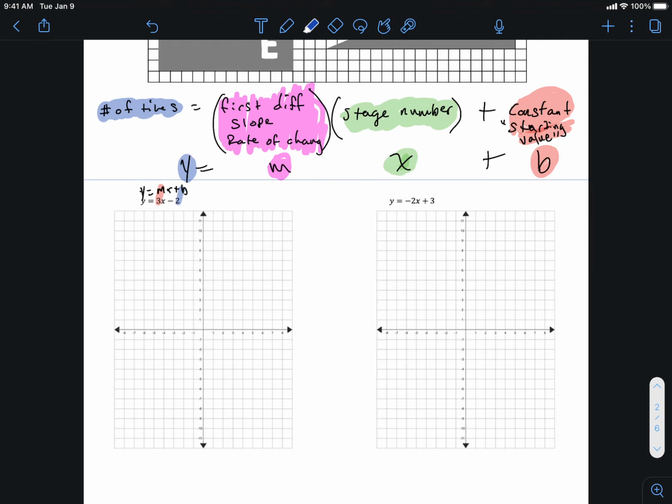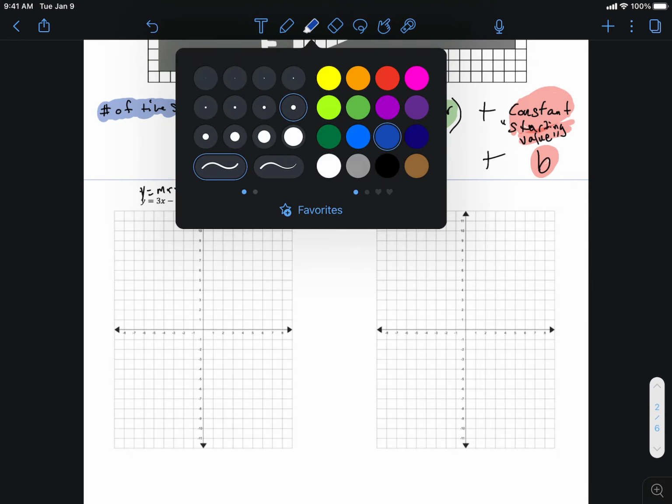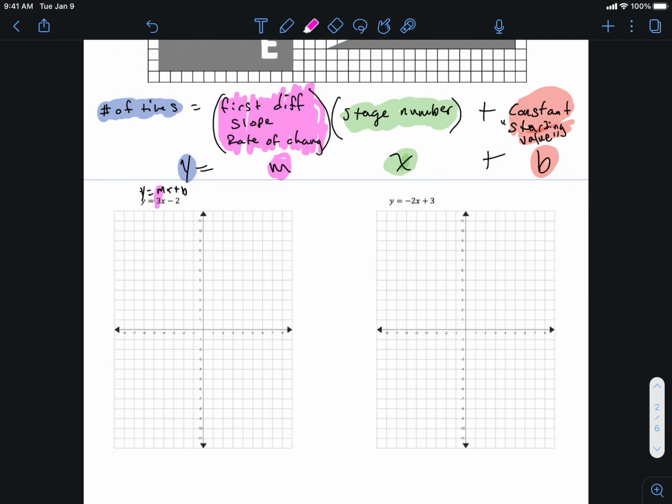and b, I'm going to use the same colors here. Sorry, one sec. M, we use the magenta. M is 3 and b is -2. And then you just say, okay, well, what is b? B is the constant or the starting value. Where's the starting value? Well, it's right here on -2. Right? Because that's what b said it is, -2.